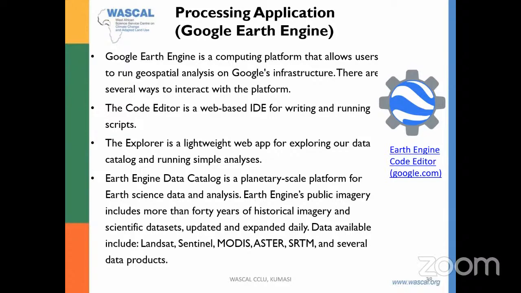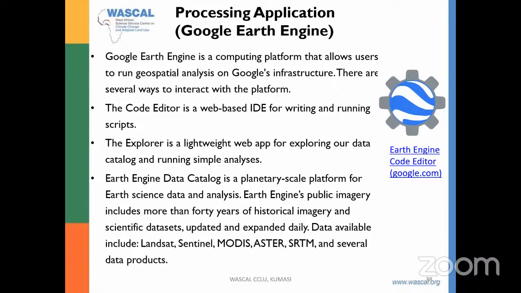So there are chunks of planetary-scale data that provide us with Earth science data and also analysis. Some are derived data sets that we can download. Some are primary data sets that we can download. And we have about 40 years of historical scientific data, and it's being updated daily and it's being expanded. So we can download Landsat, Sentinel, MODIS, ASTER, SRTM, and several other products from Google Earth Engine.